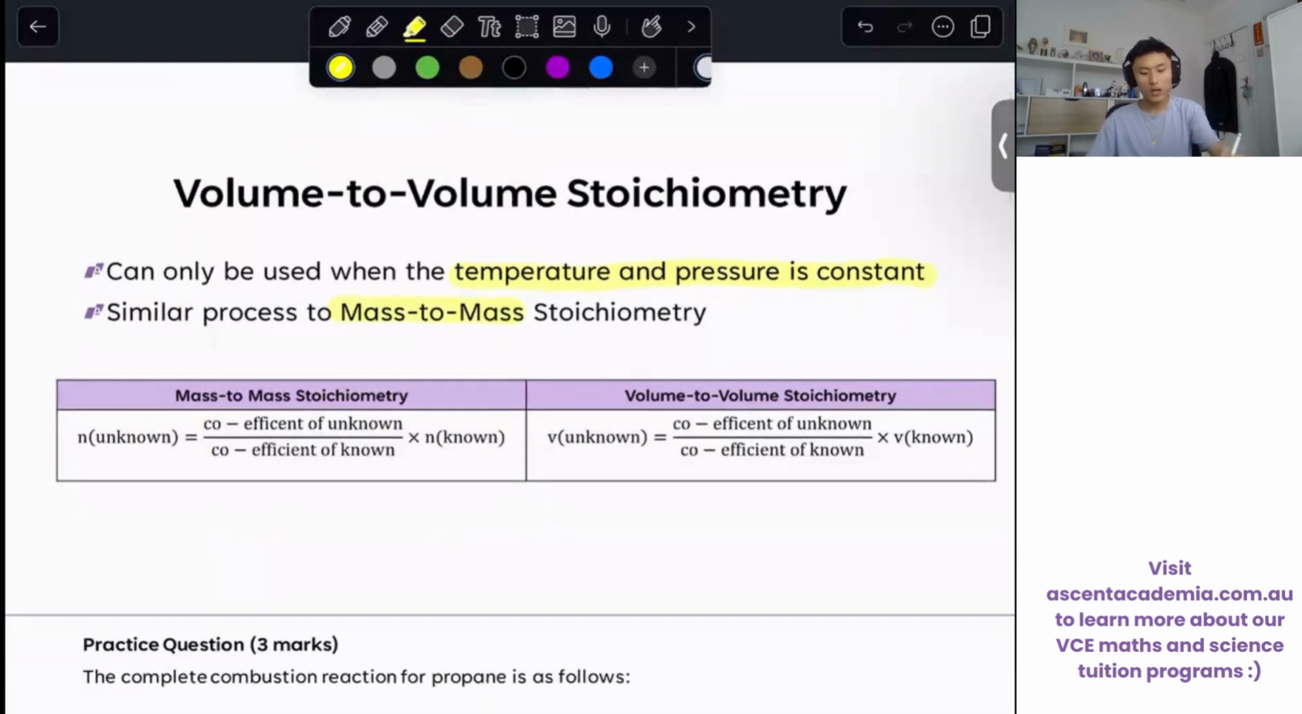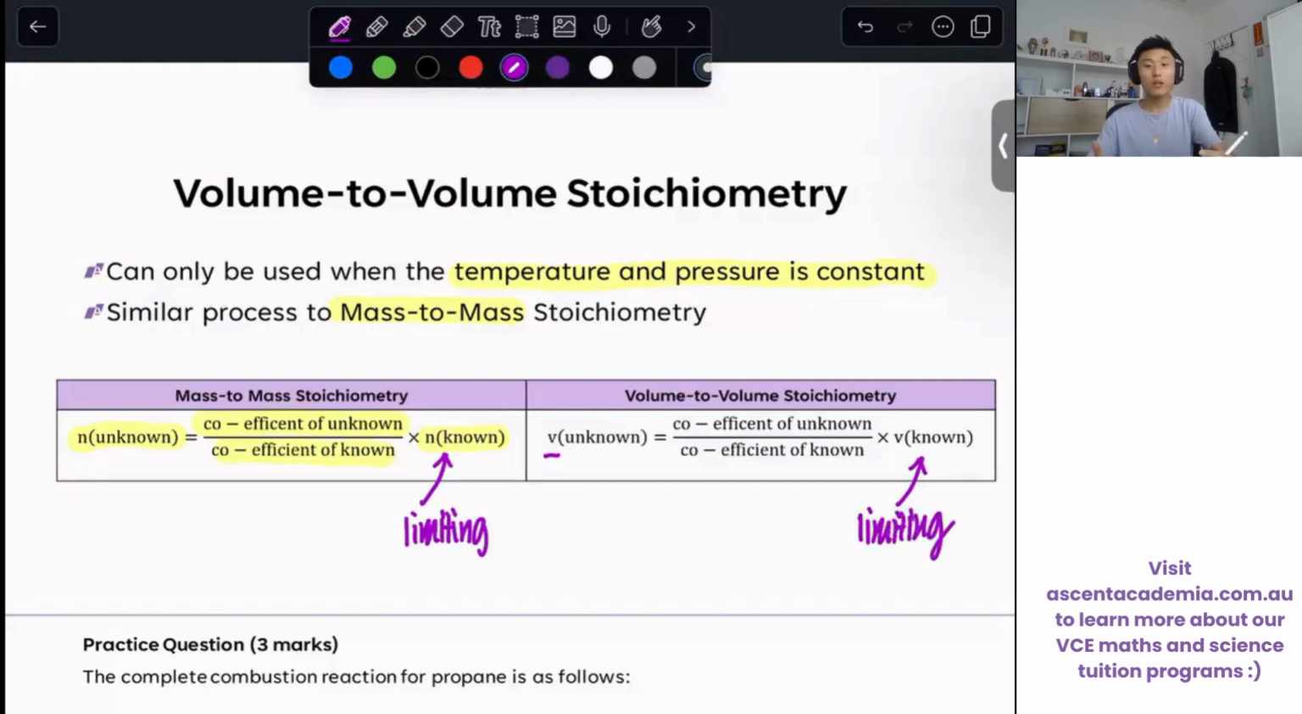Now, as we can see here on the left-hand side is the mass to mass. The mass to mass states that the moles of the unknown is going to be equal to the coefficient of your unknown divided by the coefficient of your known, multiplied by the moles of your known. Now, if we take a look on the right-hand side, your volume to volume, it's going to be the exact same formula. But instead of calculating it for your moles, you're going to be calculating it for your volume. Another thing to note is for our moles of our known and our volume for our known, we must be using the limiting reagent and not the excess reagent.